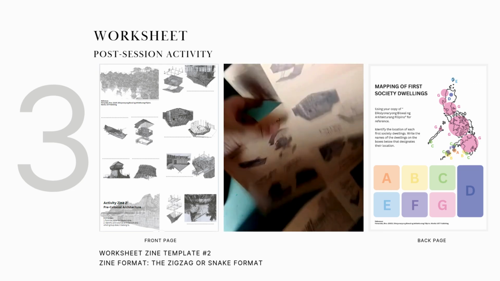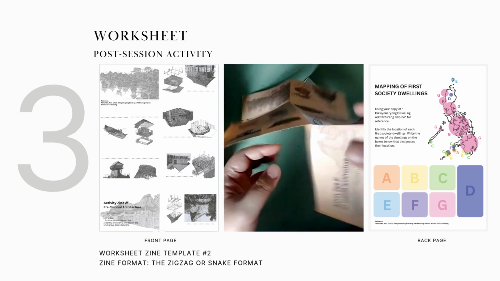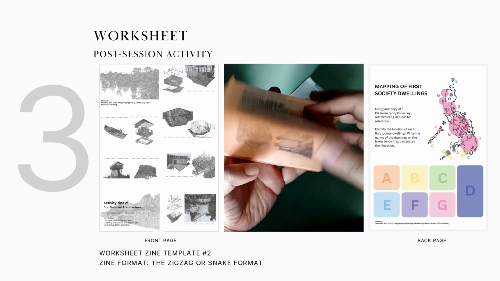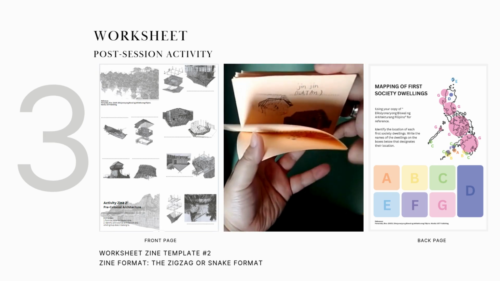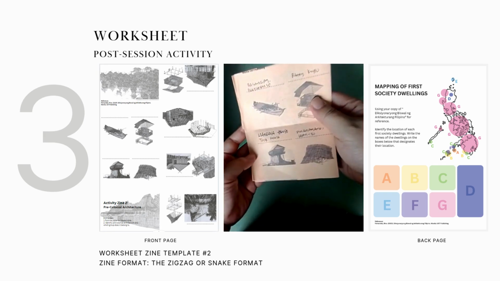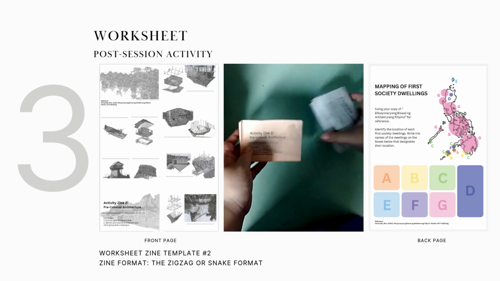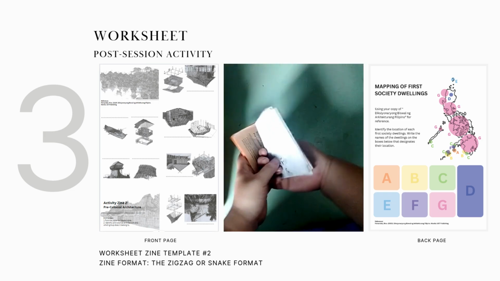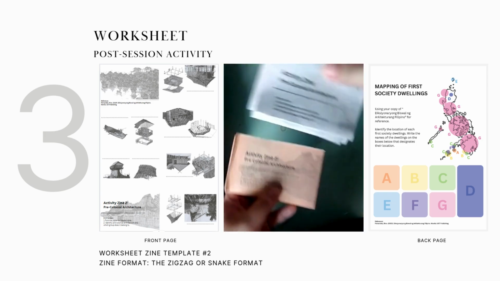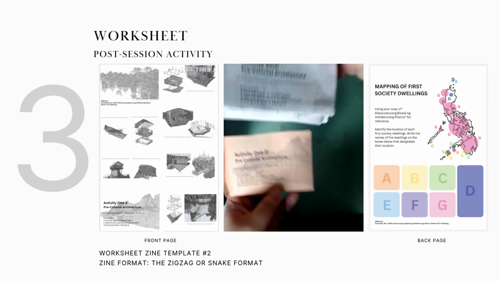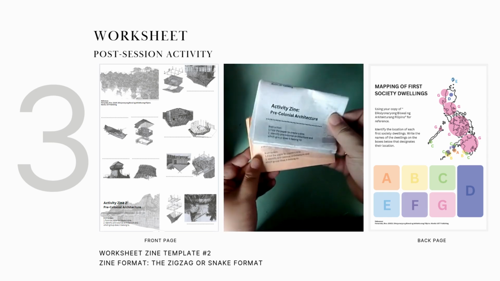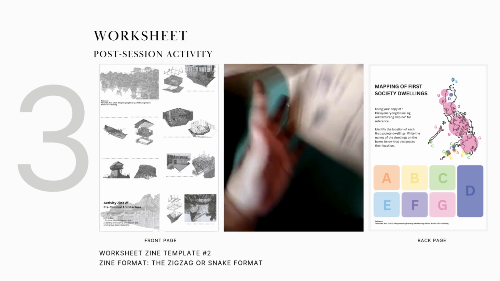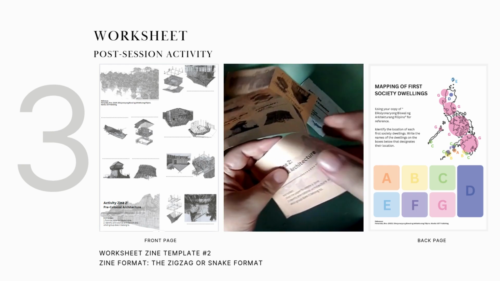This is the second worksheet. It is somewhat similar to the previous one from the front page, where students are required to identify various images of the pre-colonial architecture. The main difference is that on the back page, which features a map of the Philippines, students will use this map to identify the location of each early society's dwelling by writing the names of the dwellings in the colored boxes according to their location on the map. The zine is formatted in a zigzag or snake layout where each alternating row is cut to create a continuous zigzag or snake-like pattern.